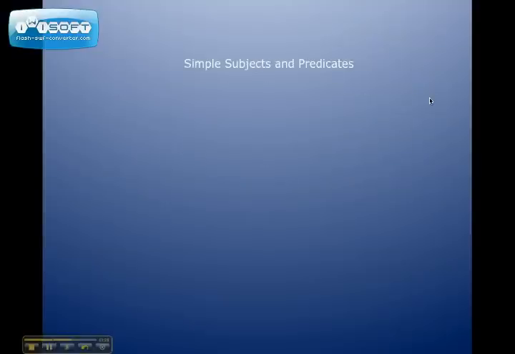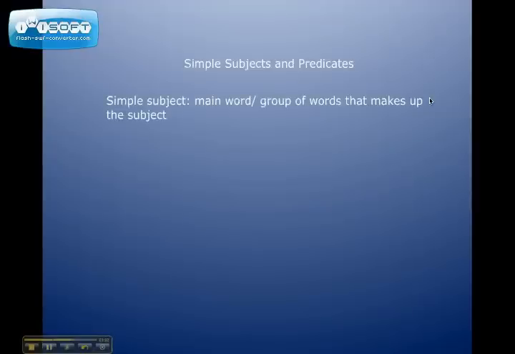Next we have simple subjects and predicates. So a simple subject is the main word or group of words that makes up the subject. So when you think about this, you want to think about it as just kind of the main theme of the sentence. And it's usually like one word or maybe two or three.